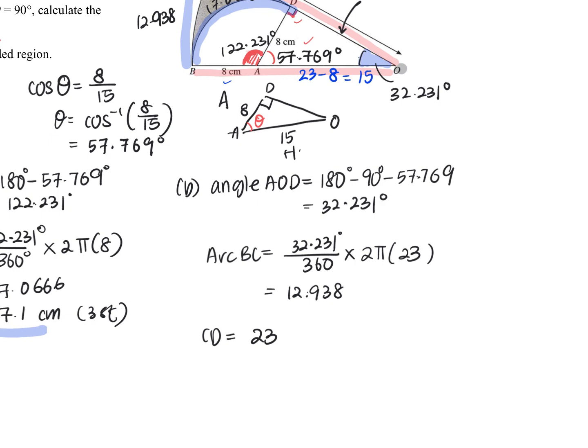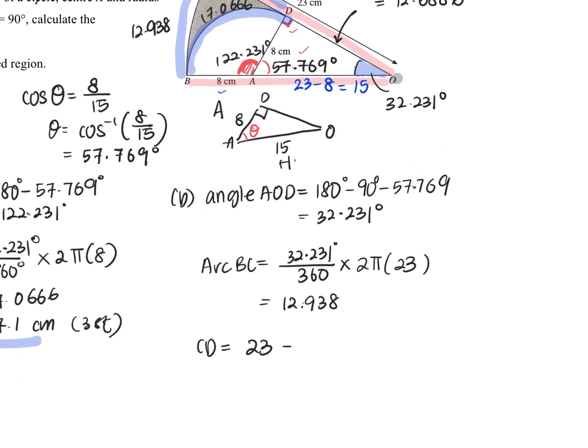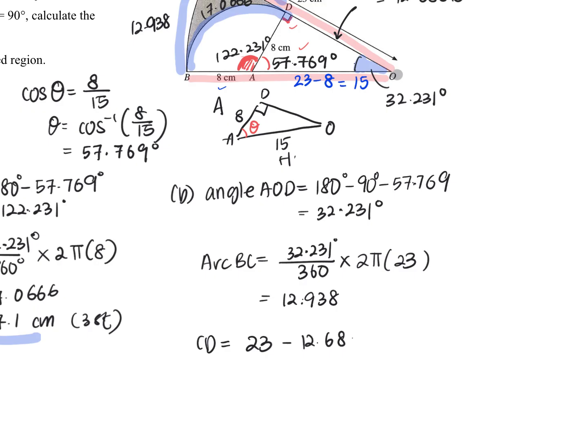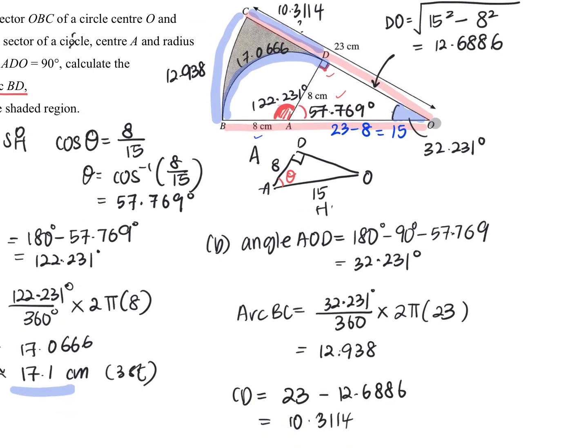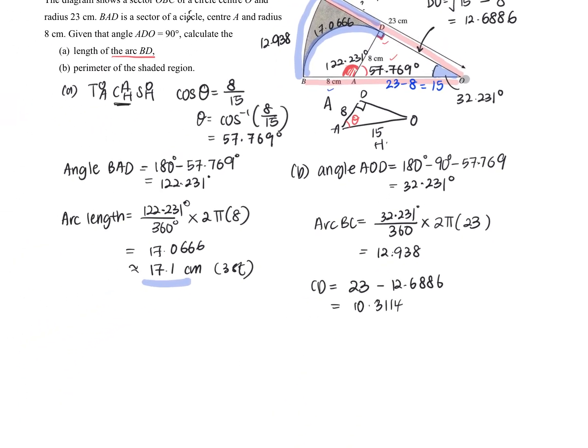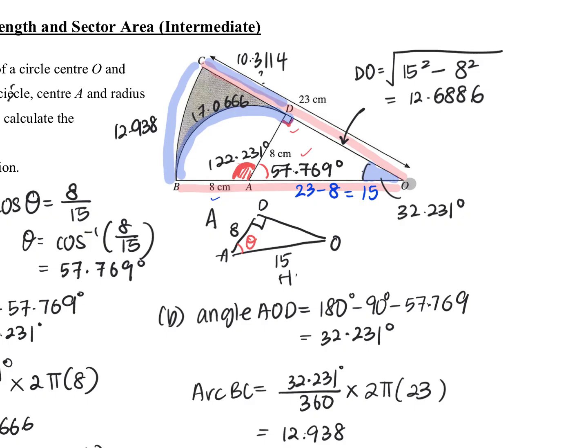Okay, so 23 minus 12.6886, and that gives me 10.3114. Right, so this part is 10.3114. Now we're gonna find the perimeter. We're gonna add all the three sides together. So finally, perimeter will be to add all these three together.